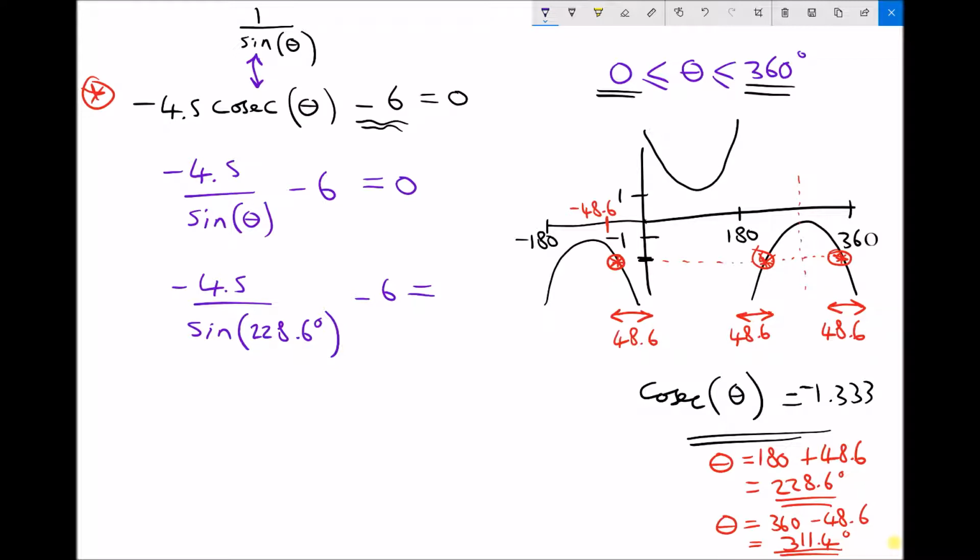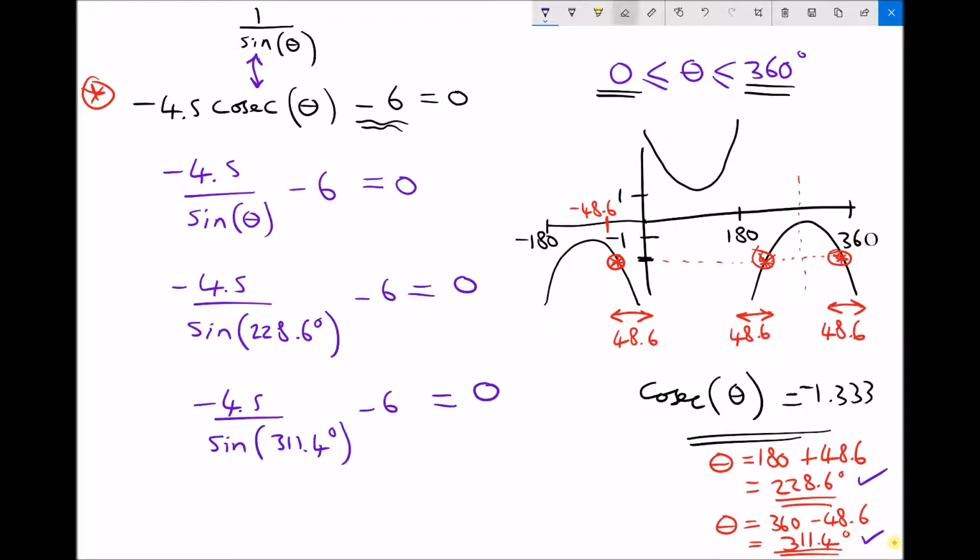And running that through the calculator gives 0, as we would expect, give or take a little rounding. So we know that that value there is correct. And let's check for our second value, minus 4.5 over sine 311.4 degrees minus 6 equals, and running that through our calculator gives us, again, give or take rounding, 0. So we know that that value of theta is also accurate.